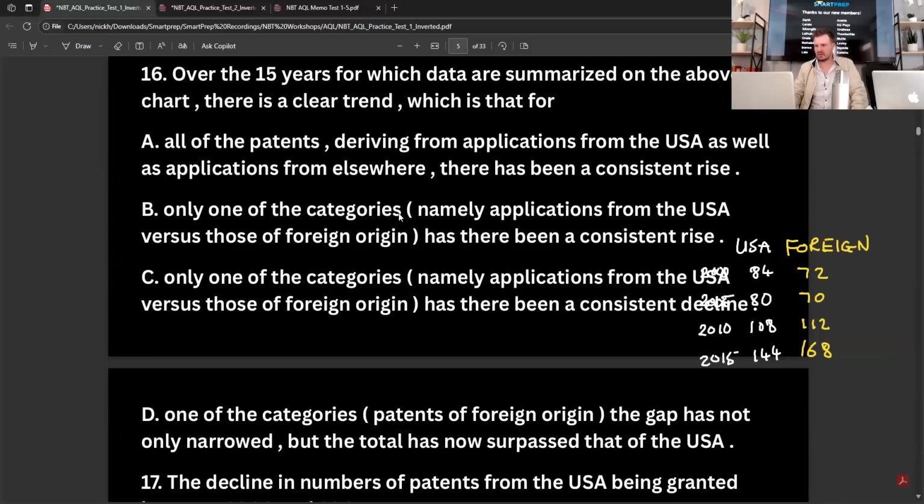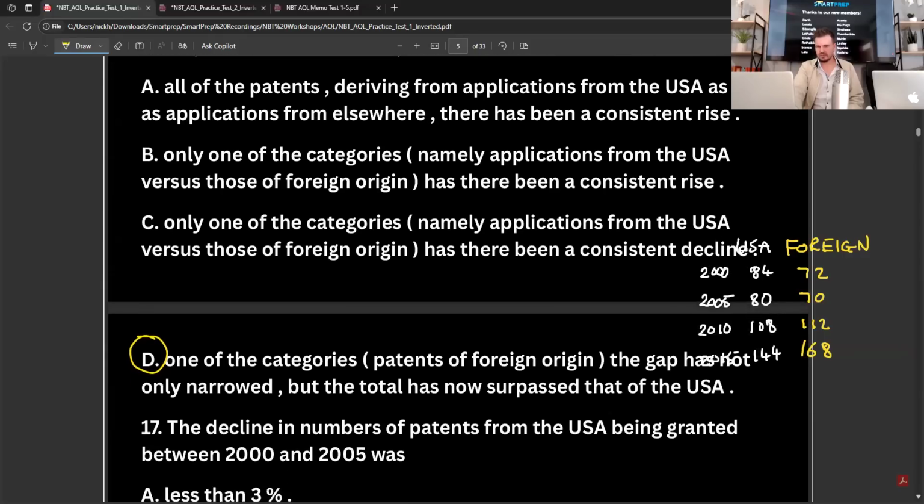That's true. We look, the gap for the foreign patents went above, it overtook the USA. So it started below and overtook. So that is going to be D.